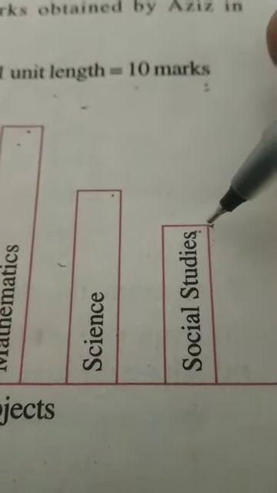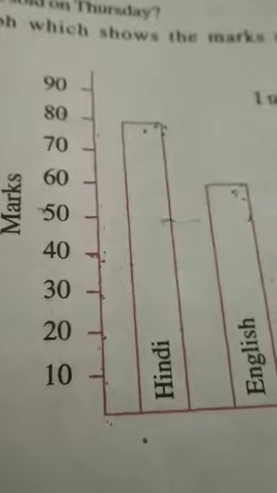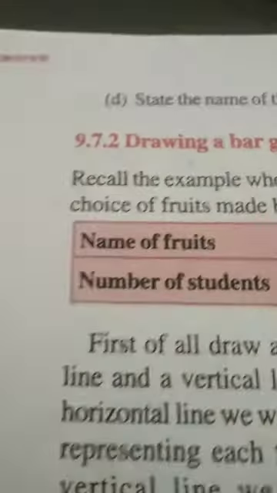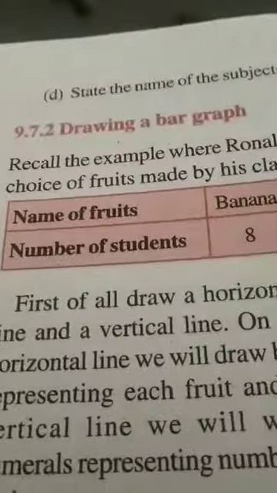Number C, name the subject in which he scored minimum marks. The minimum marks secured by Aziz are in social studies. In social studies he has secured the least marks. So this is how we have to read this graph and understand this concept. The last question of this exercise is: state the names of the subjects and the marks obtained in each one of them. In Hindi 80, in English 60, in mathematics 70, in science 50, in social studies 40.